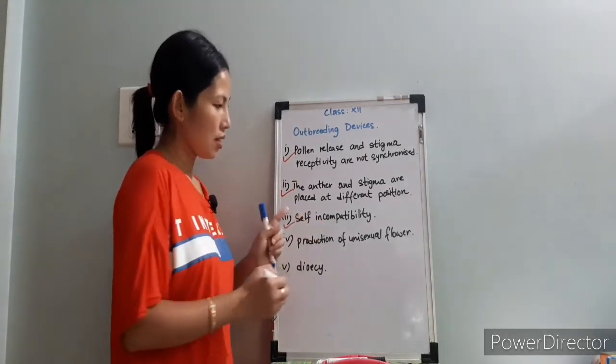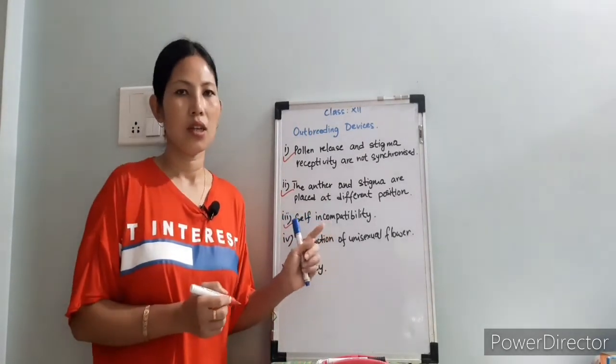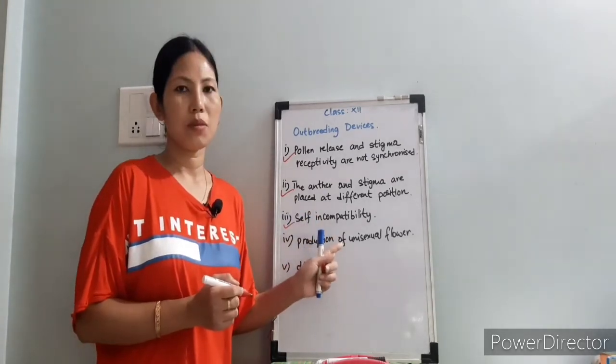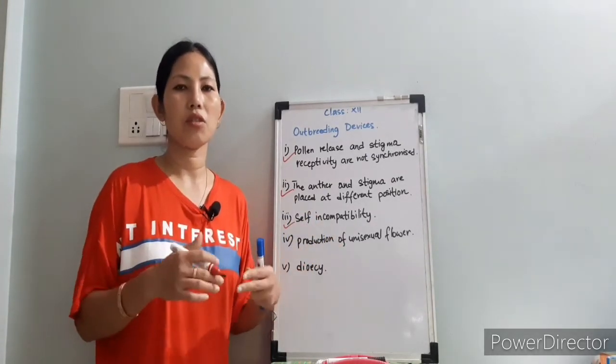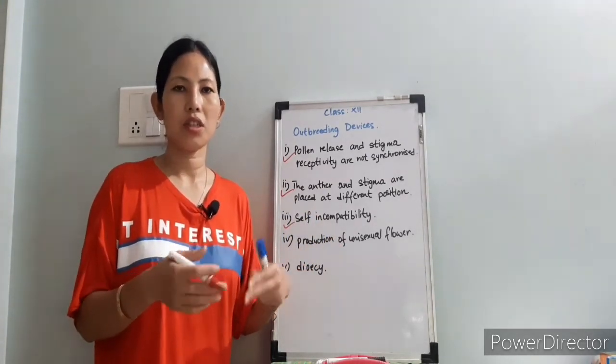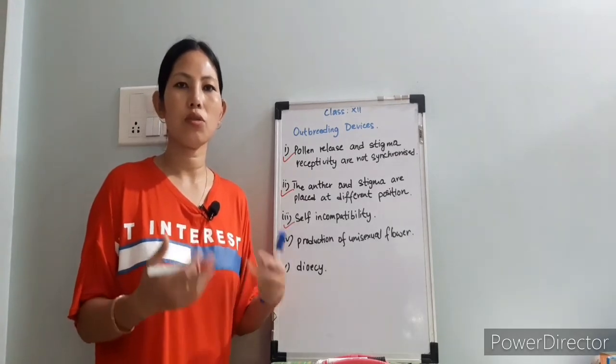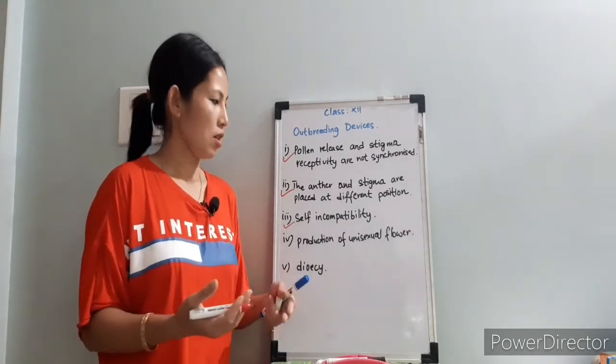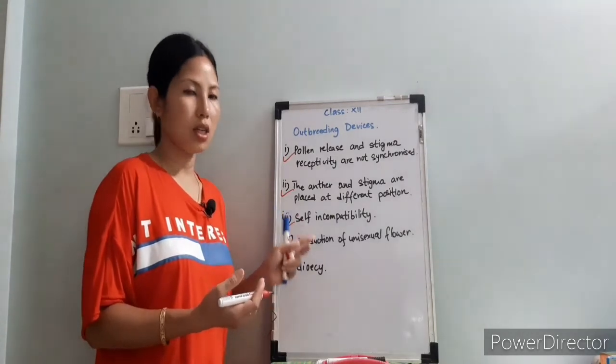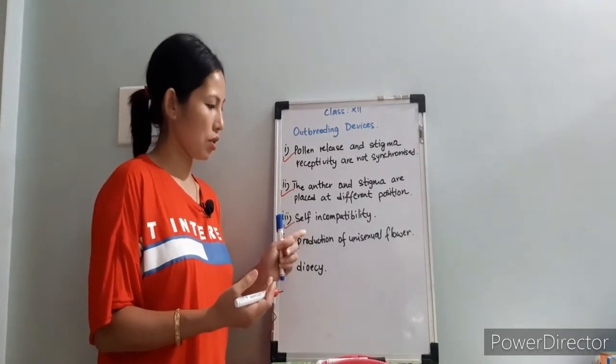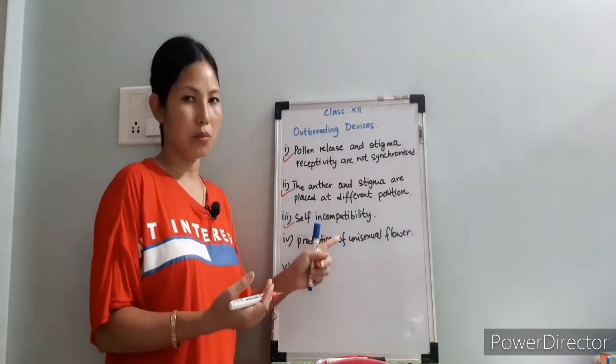Then thirdly, self-incompatibility. So self-incompatibility means they are not compatible within their own species, or within the same flower they are not compatible to self-pollinate, right? So this is the third strategy to overcome inbreeding depression, that is self-incompatibility.